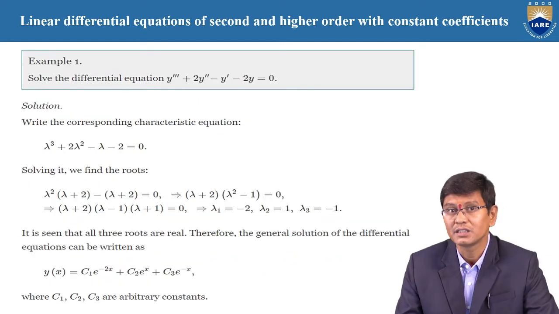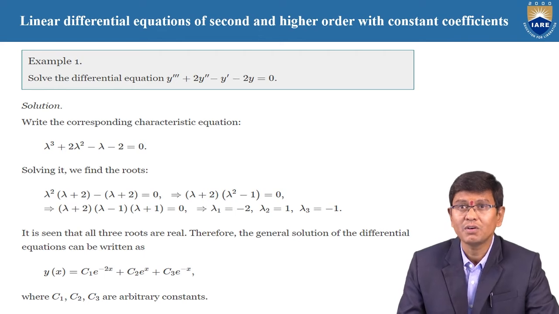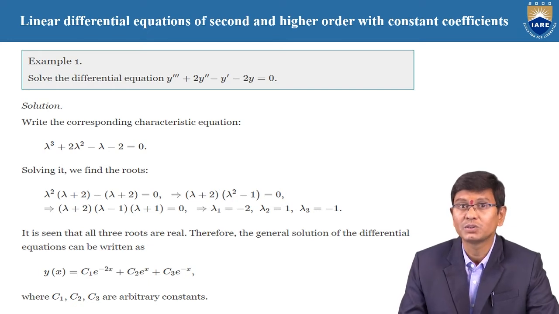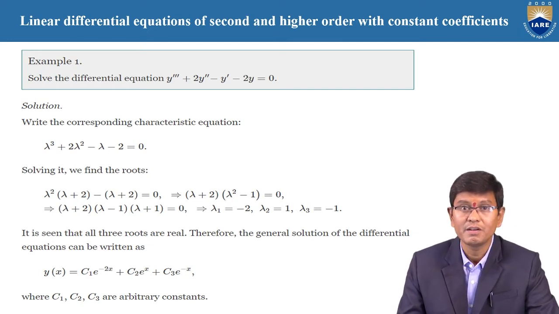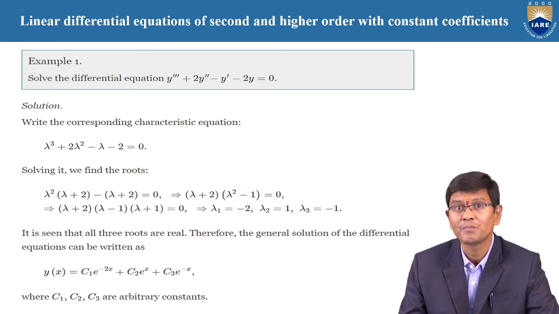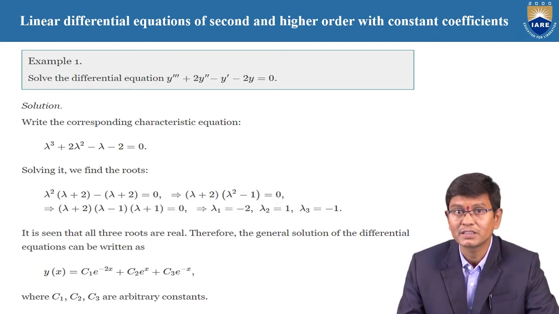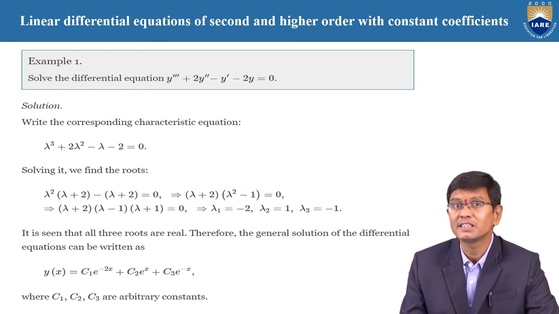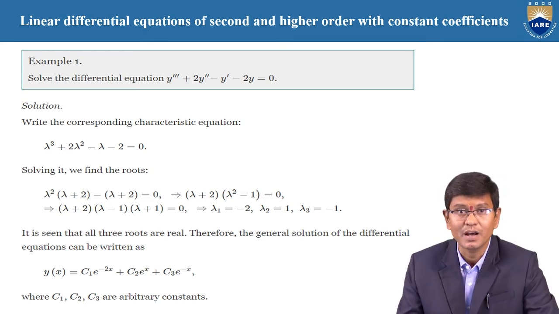Now we'll discuss some of the problems. Let's solve the differential equation y triple dash plus 2 into y double dash minus y dash minus 2y is equal to 0. When we reduce it to the characteristic equation in terms of lambda, this is also known as the auxiliary equation, which we discussed in the previous classes in terms of m only. Now we'll discuss the characteristic equation in terms of lambda.